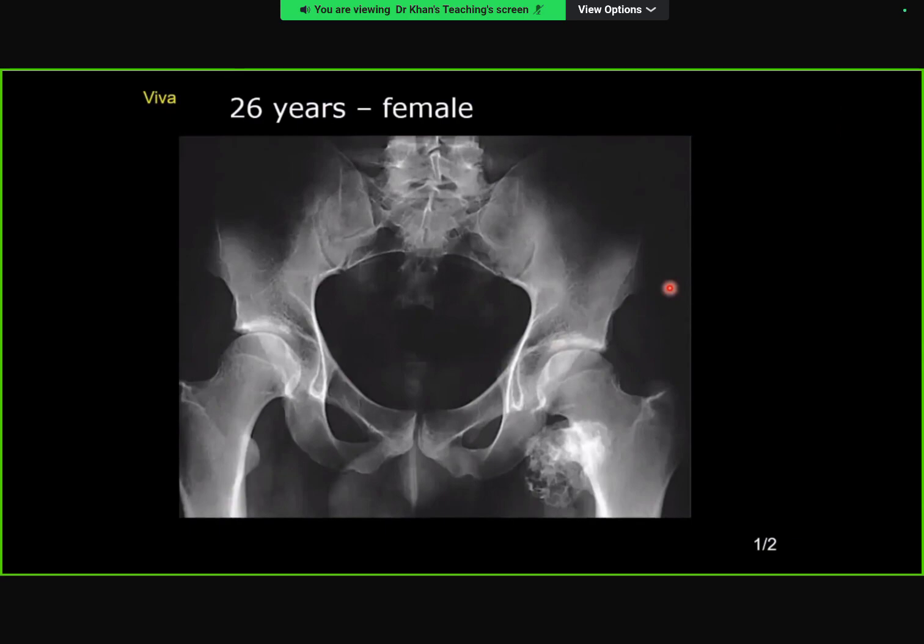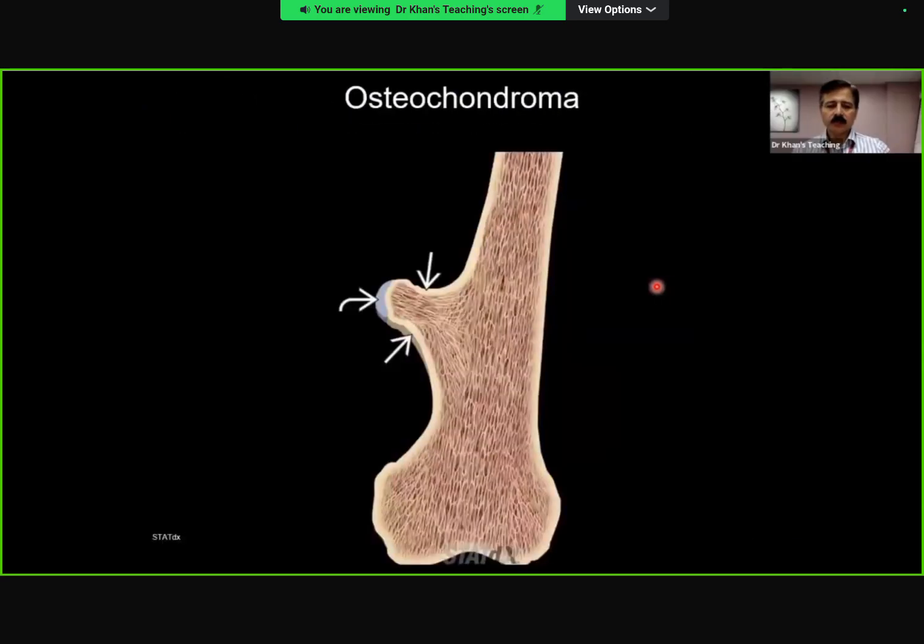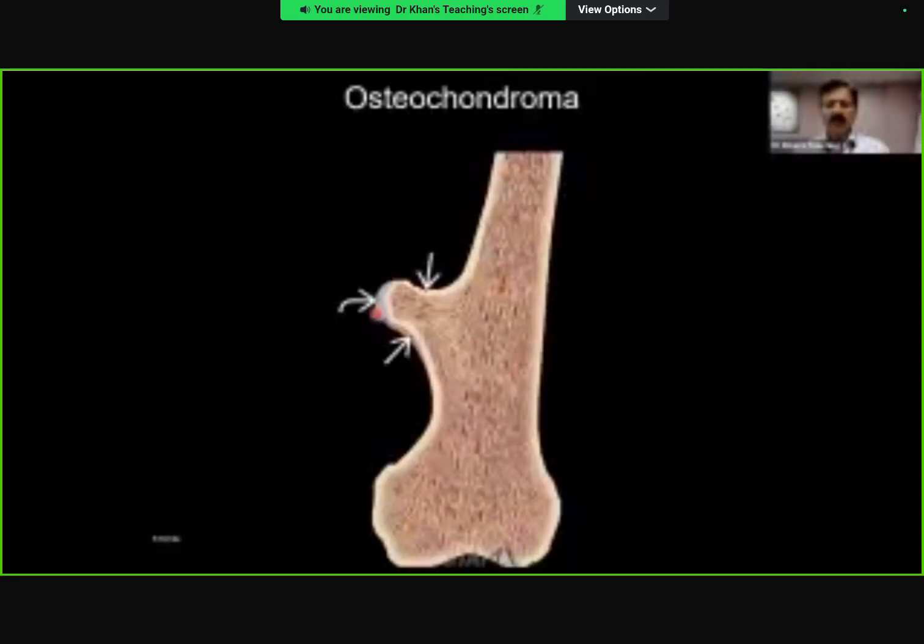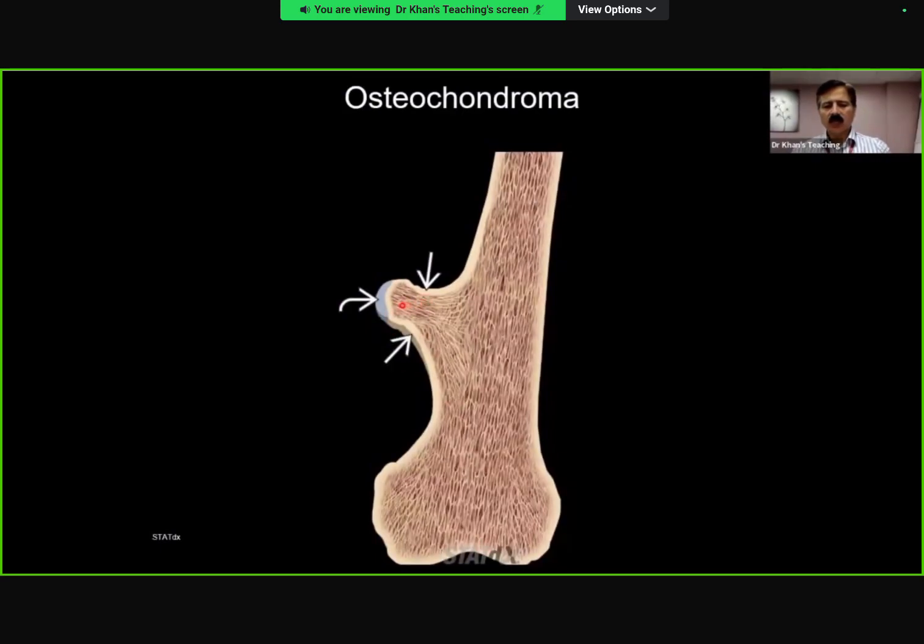Osteochondroma. In osteochondroma, what happens is that there is what we call exostosis, cartilage cap exostosis. This is the cartilage cap. And the viva questions will be about malignant transformation. So the concept is that when there is malignant transformation, the patient might develop pain. But the counter argument is that this pain might be because of mechanical factors. Key concept is that if the cartilage cap thickness increases, that is taken as a sign of malignant transformation.